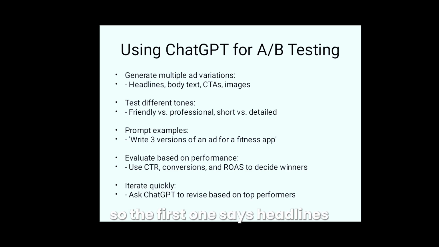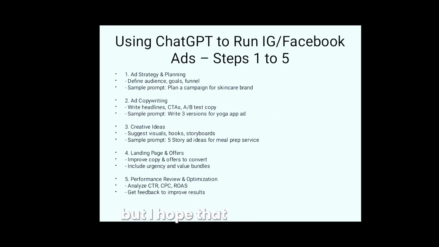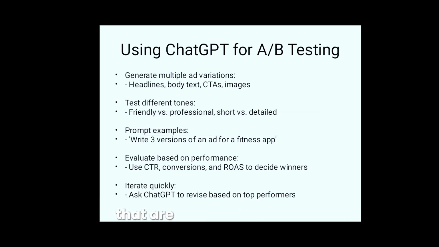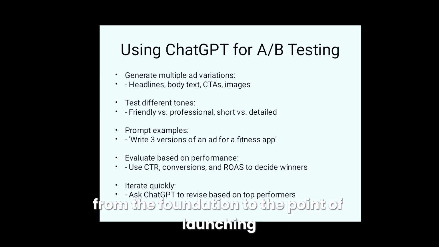I mentioned that I'll just peruse this with you. So the first one says headlines, body text, CTAs, images, friendly or professional. These are things you can use it for testing. So write 3 versions of an ad for a fitness app. Use CTR. You can do as much as you want to do. But I hope that in this video I've been able to show you how you can use this. So most times the campaigns that we have done that are winning campaigns, we use ChatGPT for the ideation from the beginning to the end, and it has given us the best of results in our campaigns. If you want to get the results like the ones I showed at the beginning of this video, you can achieve that by using ChatGPT for the process from the foundation to the point of launching the campaign.